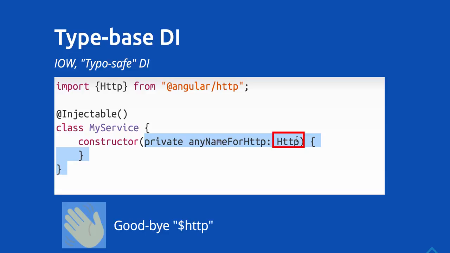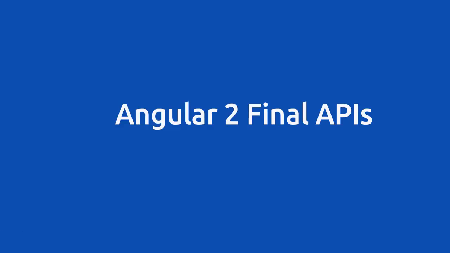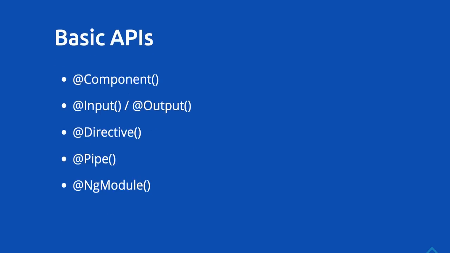So now we don't have $http. We will be using the HTTP service from the Angular HTTP module, right? So what are the final APIs? Component, Input, Output, Directive, Pipe, NgModule, Injectable. These are the basic APIs which you will be using in different building blocks of Angular 2.